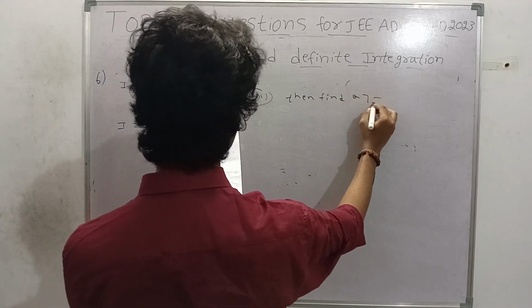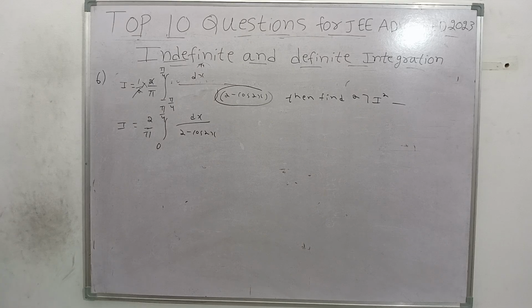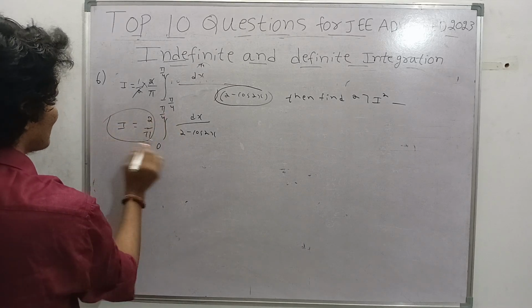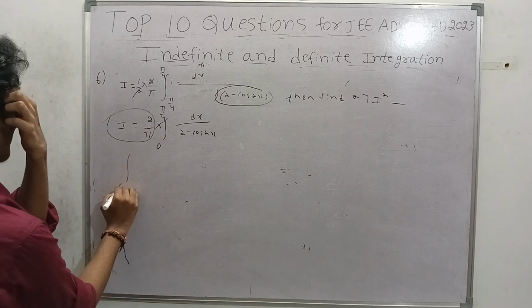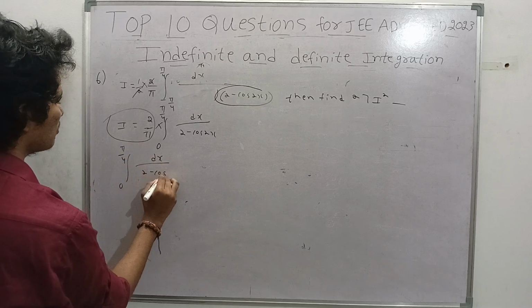Then find 27 I square. What is the value of 27 I square? This is the question. Now listen carefully, guys. This is 2 by pi, integral 0 to pi by 4. Let's leave this, it is a multiplication. Now we have to completely focus on the integration 0 to pi by 4 dx divided by 2 minus cos 2x.